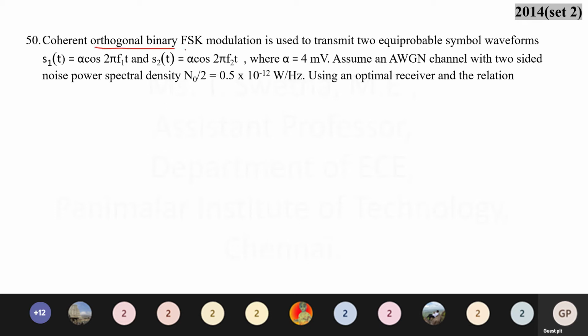So here, orthogonal binary FSK, which is equally probable, and as you can see here we have the first frequency and second frequency, S1 of t and S2 of t, with the amplitude value given here as alpha equal to 4 mV. For both signals the amplitude value is 4 millivolt. Assume an AWGN channel. AWGN means additive white Gaussian noise channel. Noise will be added along with the original signal. That's why it is called additive in nature.